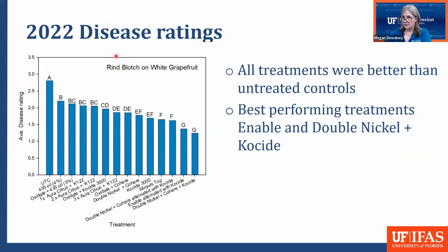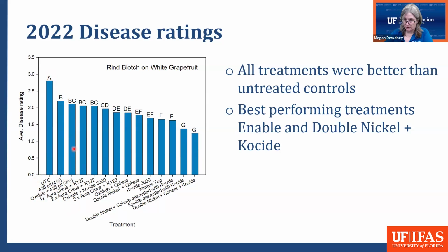So what did we see? This is looking at our rind blotch disease ratings. Everything performed better than the untreated control. Here is our 435 oil. It is usually the worst performer in terms of control treatments for rind blotch. It does decently well on greasy spot on the leaves, but on rind blotch it seems to be less durable.